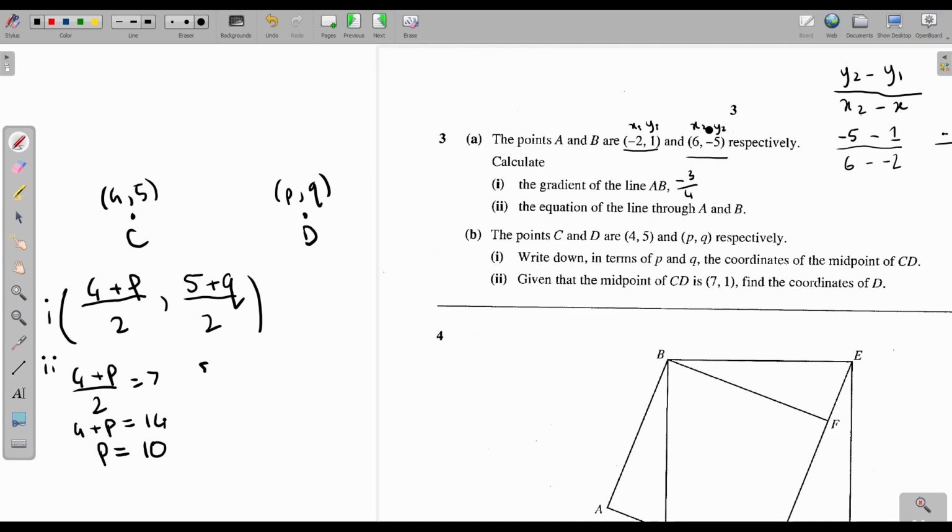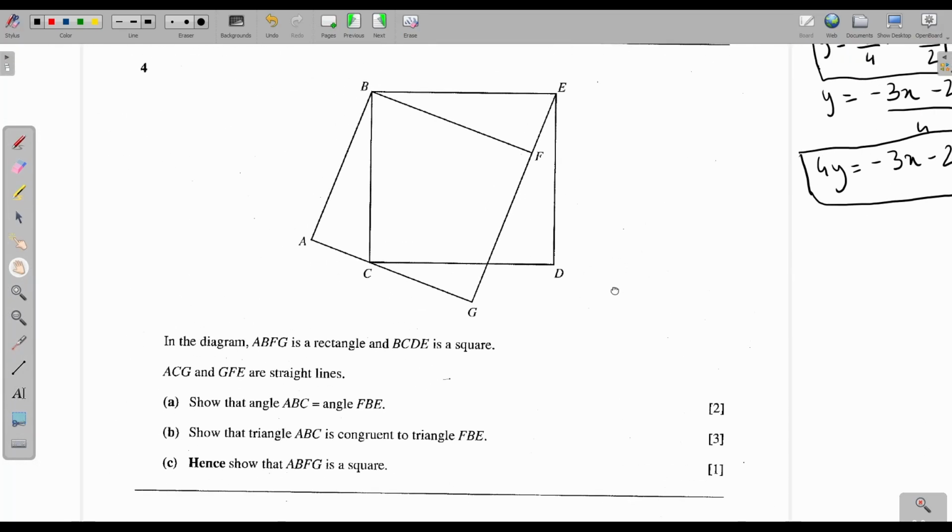All right, we can do the same thing on this side. 5 plus Q over 2 is equal to 1. So 5 plus Q is equal to 2, and then Q is equal to negative 3, because first I'm multiplying both sides by 2, and then I'm subtracting 5 from both sides. So 5 gets subtracted from here, and 5 gets subtracted from here, which leaves us with minus 3. So D is 10 and minus 3. And I think that's us done with that question. Let's move on to the second question.